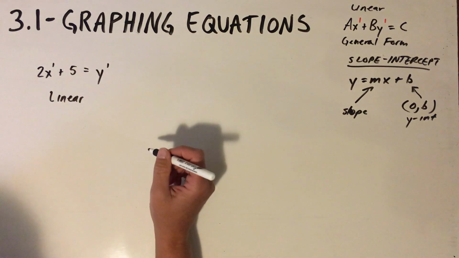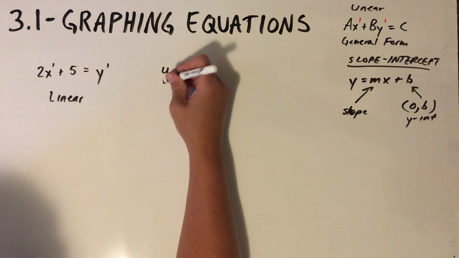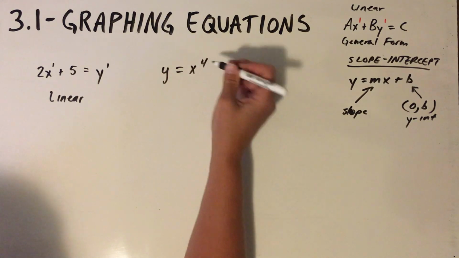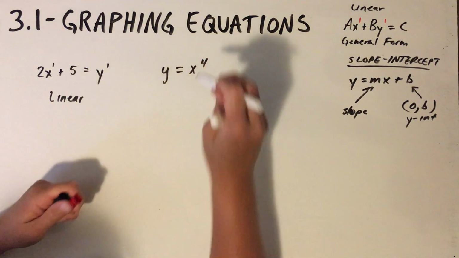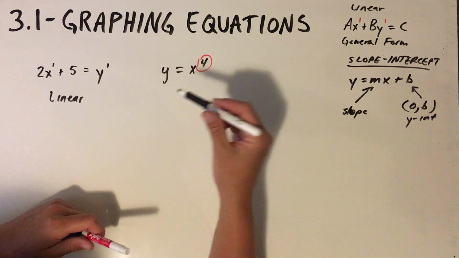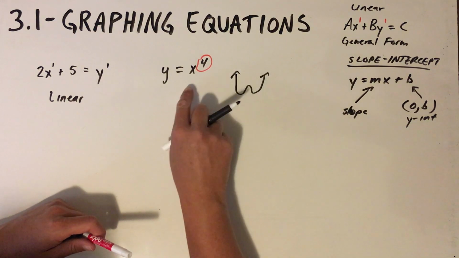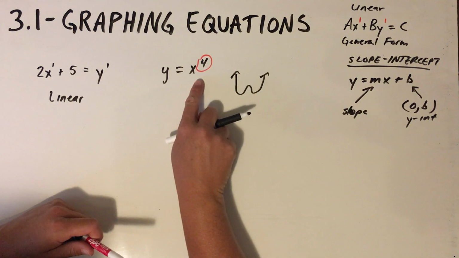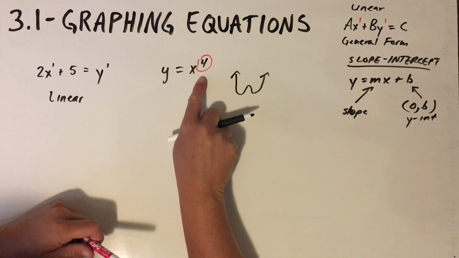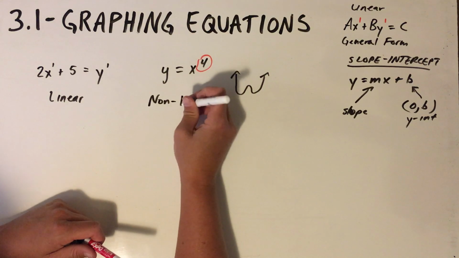So what would a nonlinear equation look like? Well, the other one we had, y is equal to x to the 4th. Notice here that this power is not to the 1. And so this is actually going to look like a W. Whenever it's not to the first power, then this is going to be nonlinear.